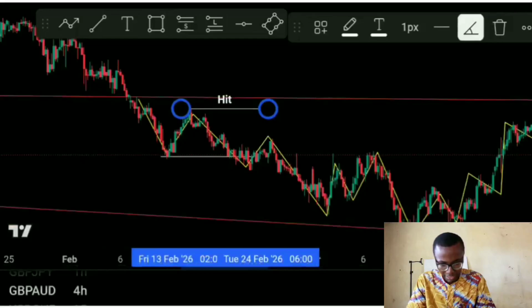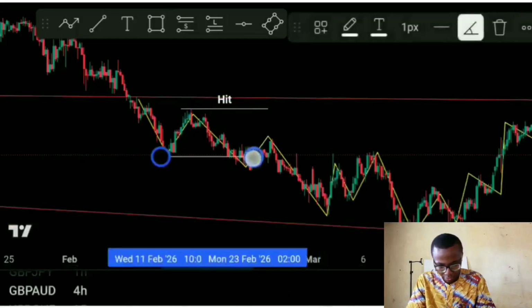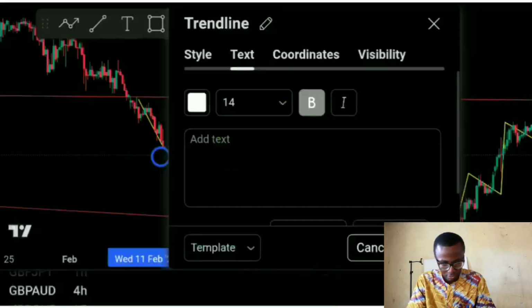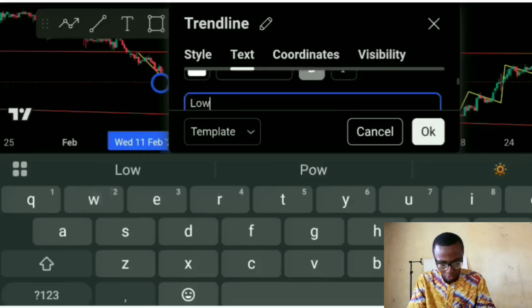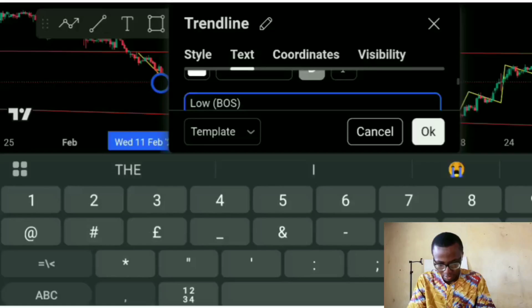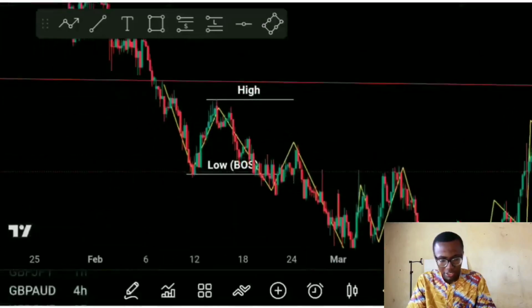This high remains a high. But if you see this low now, this low changes to what? A break of structure. So this is a low. In bracket, no change of character. Break of structure, BOS. Hope you know why it's called a break of structure.